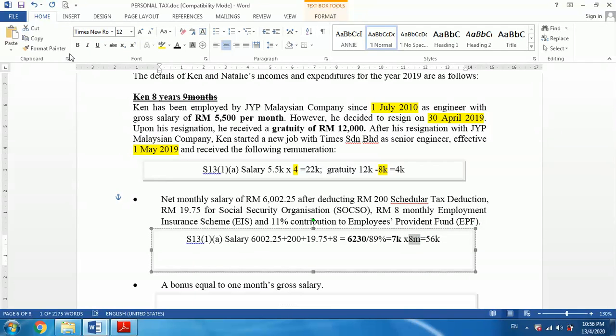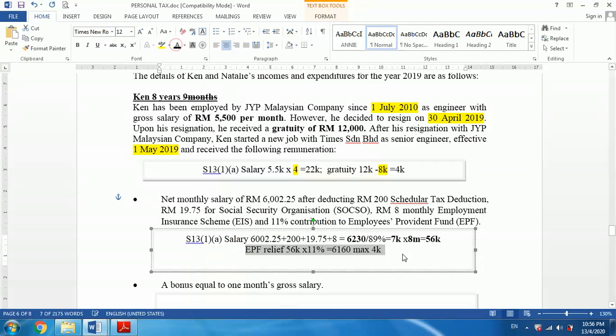Why times 8 months? Because he joined Times and Rambahan since 1st May. So May until December is only 8 months. So I end up recording another salary in 13.1a, which is 56,000. Not only the salary given in this question, there are a few items that are actually hidden, or hints are hidden.